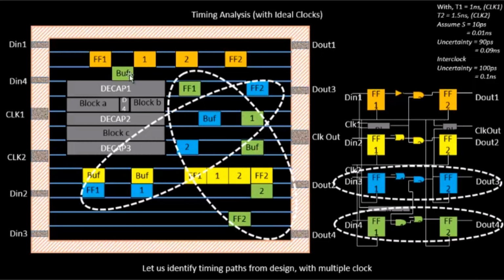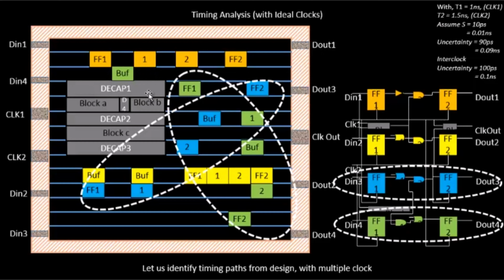This buffer won't come into the picture for now because it comes from an input port, and it's not an IO path, it's an input to reg path. So you have a path that comes from the input port, and it ends at the register. So this is an input to register path.